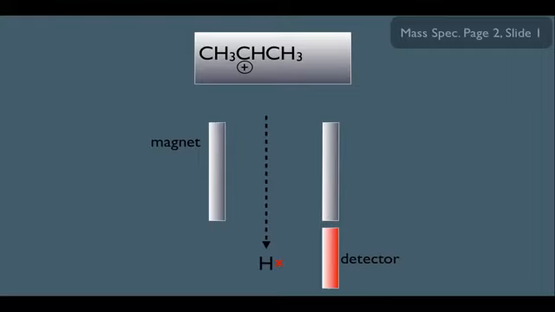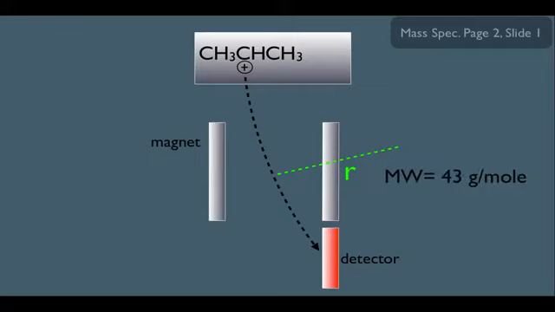So the detector would not detect him. But the carbocation is another story. He is positively charged, so when he flows through the magnet, he will take on a curved pathway. And again, the detector will measure his radius of curvature. And with that particular R, solving for mass, notice this species would have a molecular weight of 43 grams per mole. It would be one less than propane because simply this molecule is one hydrogen less than propane.